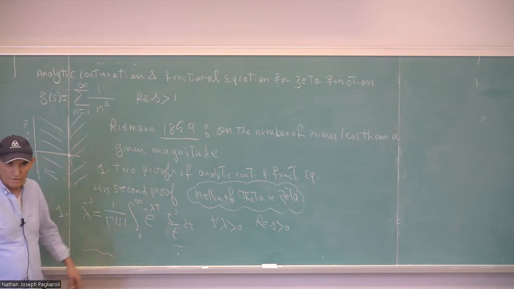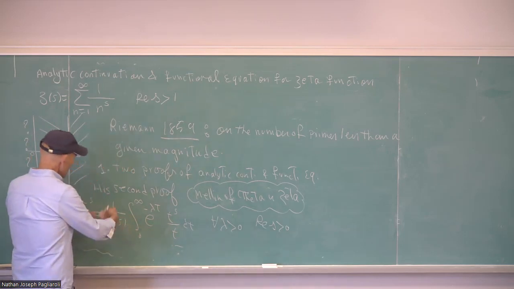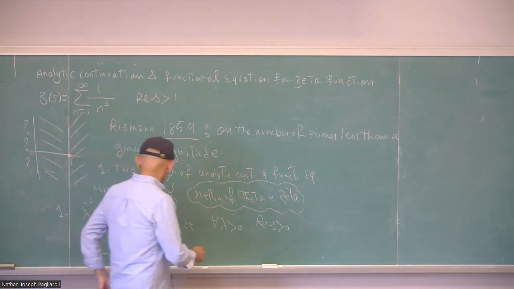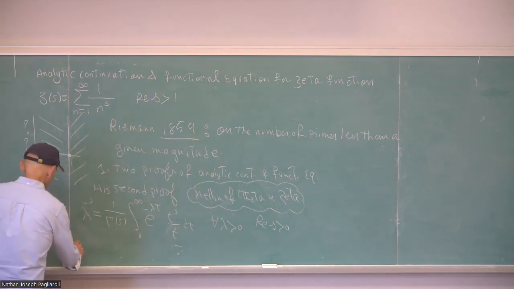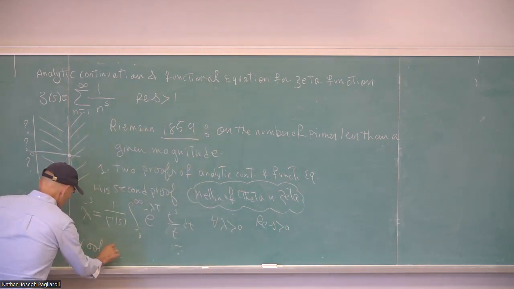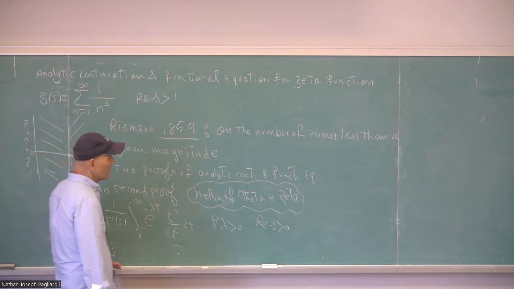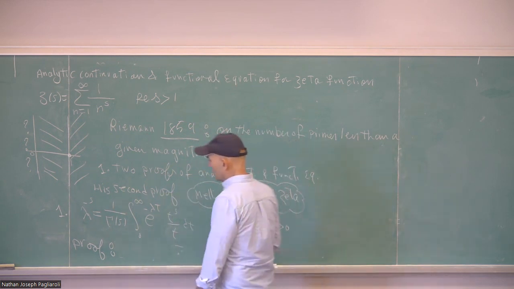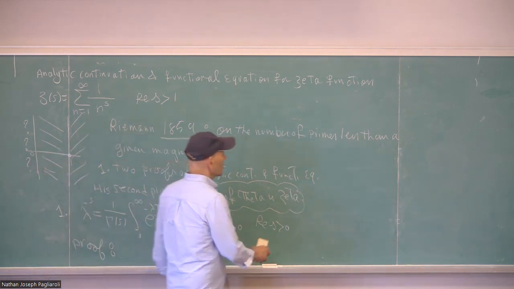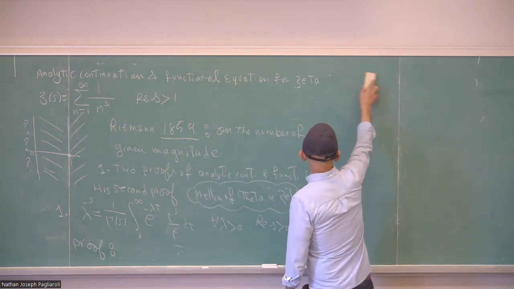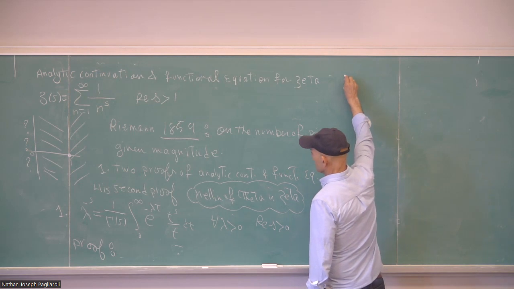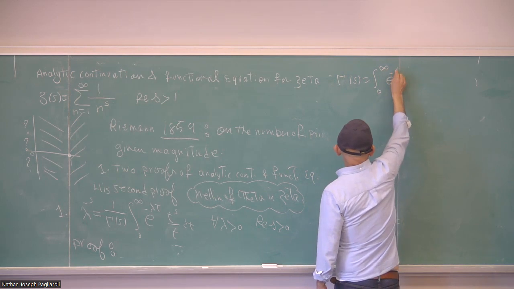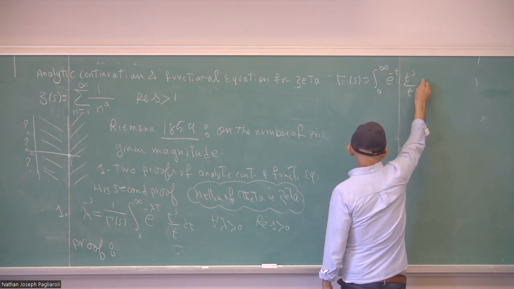So let me prove this to you. You have to remember it like this because it's going to be used again and again. But let me prove this for you. Proof of 1. Well, let's write the gamma function as we know it. Remember, gamma of s was integral 0 to infinity, e to the minus t, t to the s over t dt, right?